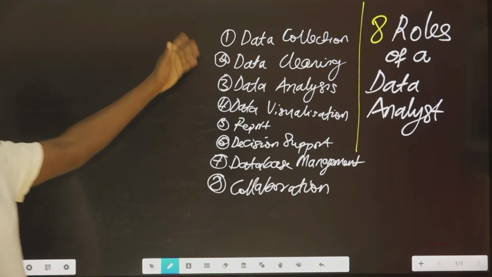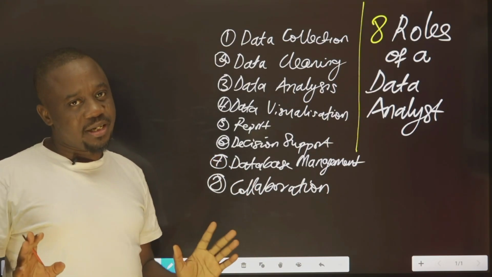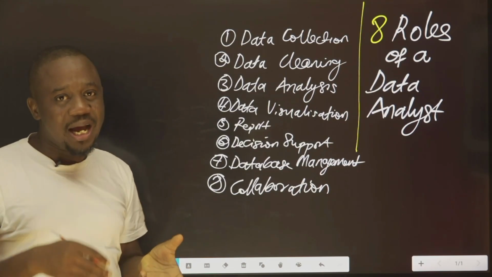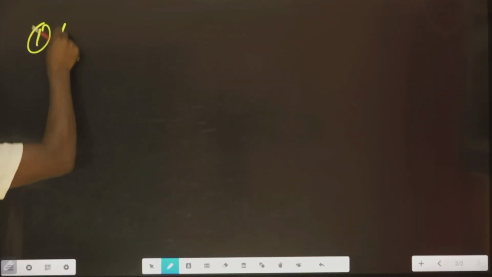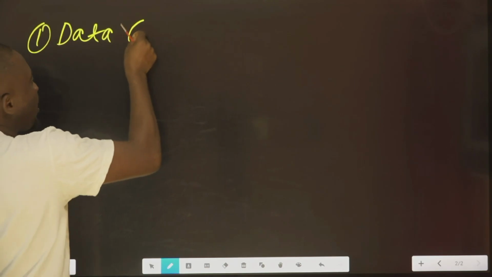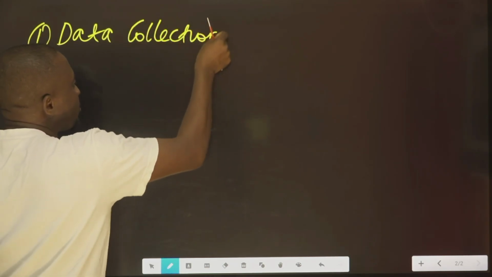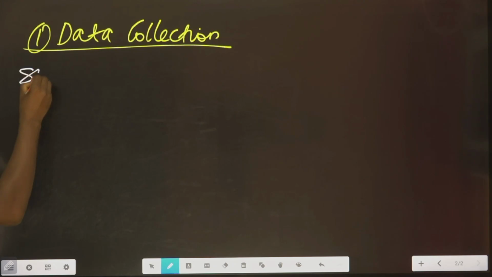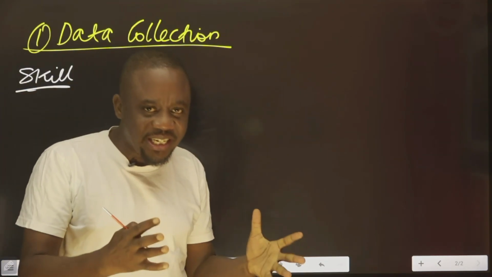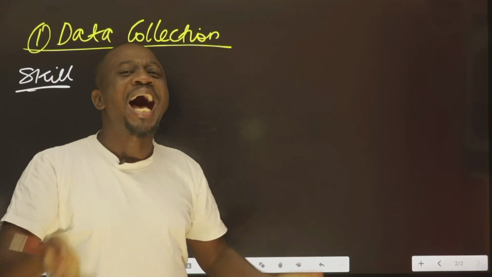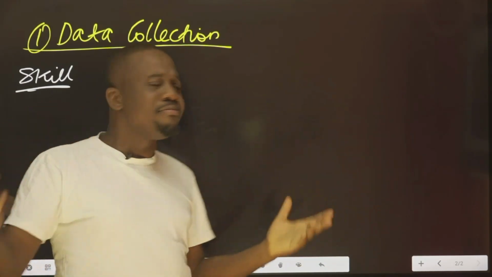Now, I want us to look at each of these one after the other, okay? So that you understand deeper what each of these roles is meant to fulfill. First is what? Data collection. What skill do you need for this? The skill is you must be proficient in data sourcing and retrieval. Be proficient with what? Data sourcing, getting data, and retrieving data in many ways, okay?